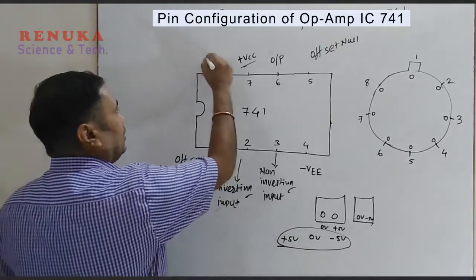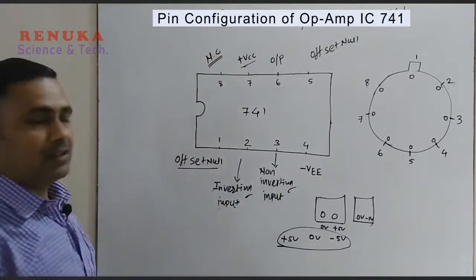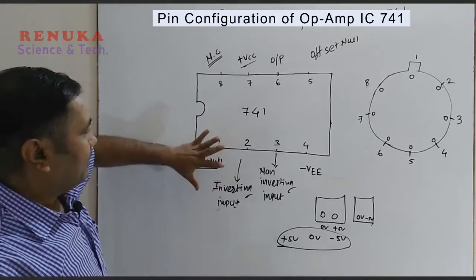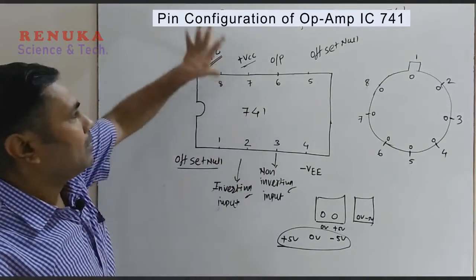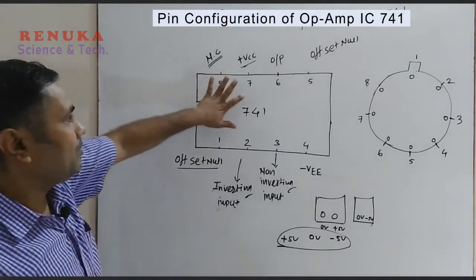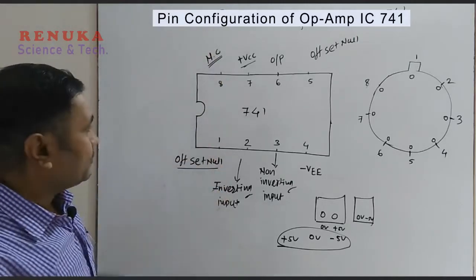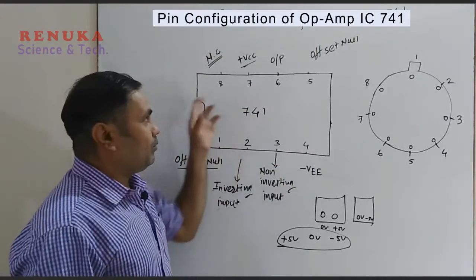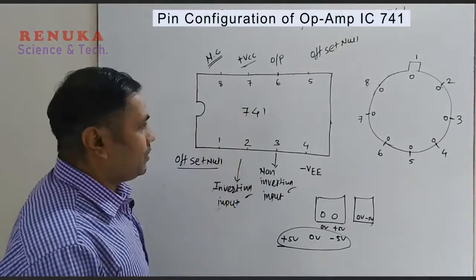It has no connection, so it is always indicated by NC, that is, no connection. It is just to display a similarity between the pins. This pin is just for the similarity. It has no significance and it has no connection, so it could have been removed or it could be left. So this was about the pin diagram of the operational amplifier, and the IC for the operational amplifier is IC 741.